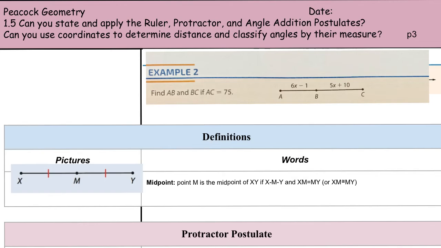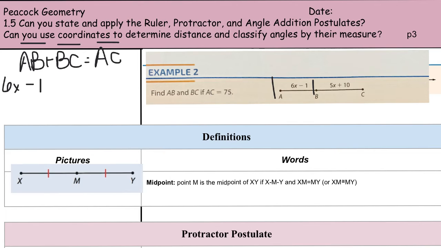So here's our problem. Well, we know that segment AB plus segment BC is equal to the total segment AC. There are my segment markers. All right, so let's plug in what we know. We know AB is 6x minus 1, because it tells us that right there, plus BC is 5x plus 10. And then we know that the total AC is 75.